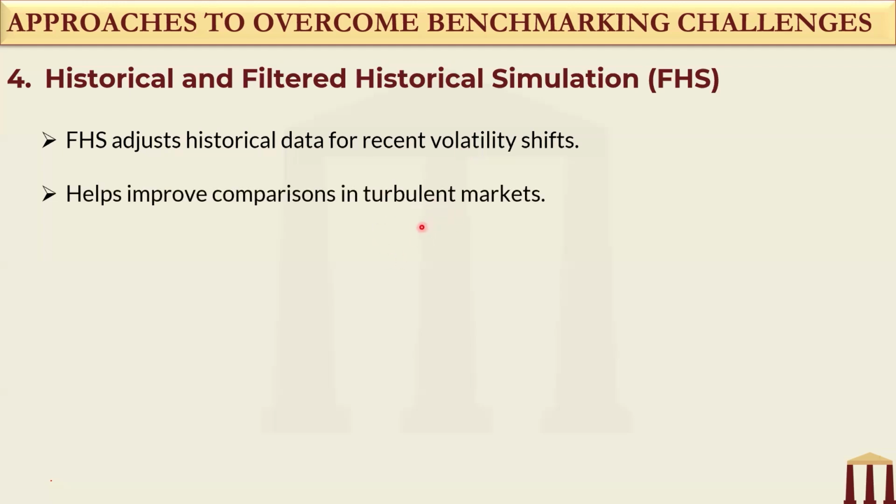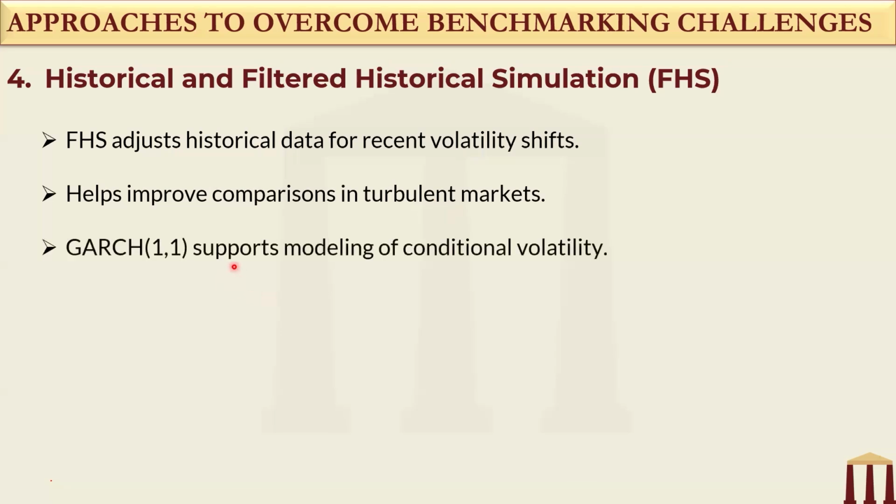Okay, this actually makes it incredibly useful when you're comparing VaR models across different time periods, because it normalizes for volatility shocks that might otherwise distort performance comparisons. So one way to do this is simply by applying the GARCH(1,1) model. It estimates conditional volatility, which is then used to rescale the historical returns, which is essentially filtering the data to match the market today. Okay, so you still use historical returns, but you're using them in an intelligent way.